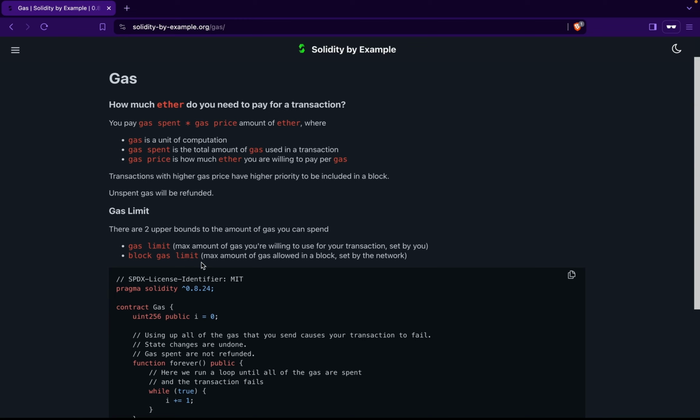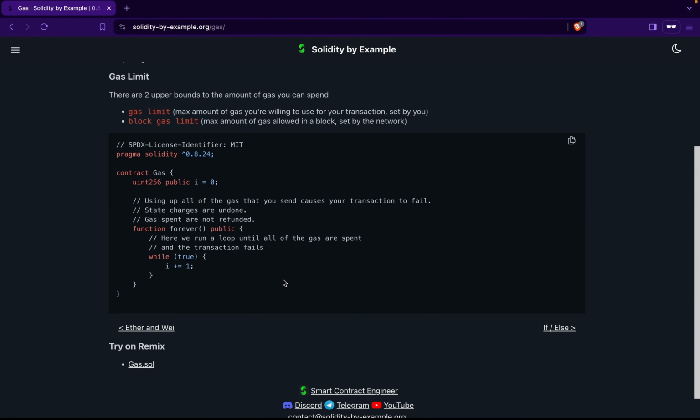There's another gas limit, which is the block gas limit, and this is the maximum amount of gas allowed in a block, and it's set by the network. Now let's go through our example smart contract here. In this smart contract, we have an infinite loop running, and ideally this transaction should fail because it's an infinite loop and it would use up all of the gas that we have sent with our transaction.